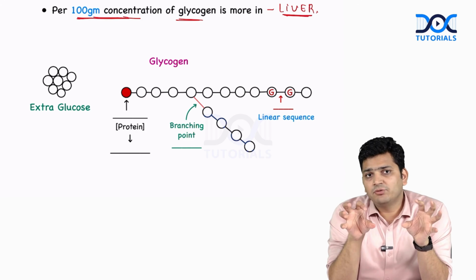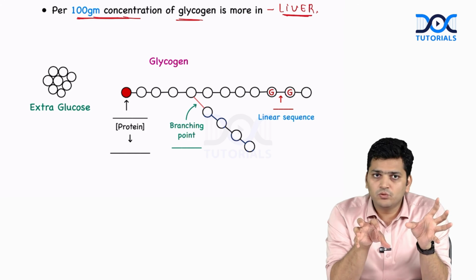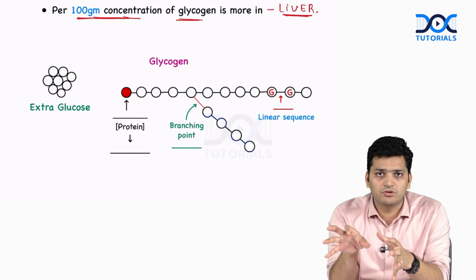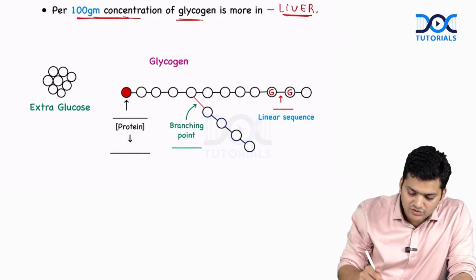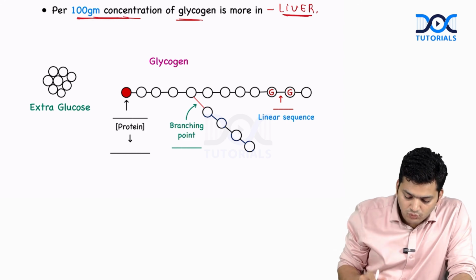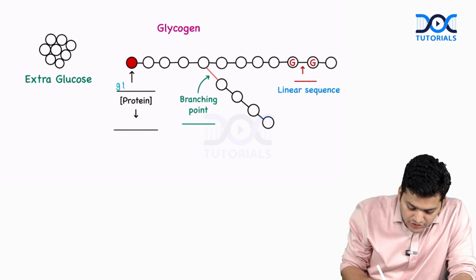So how is the glycogen made? We have to make the glucose sticky, and we will require a base also. The base that is going to be required to attach this sticky glucose molecule is called glycogenin.